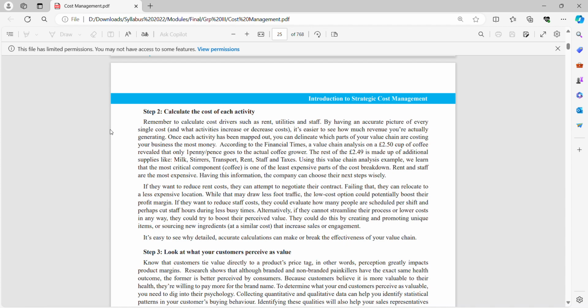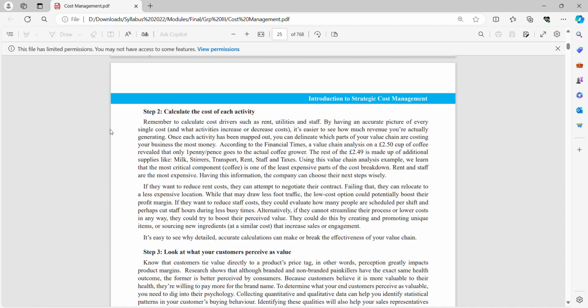the cost breakdown. If they want to reduce cost, they can attempt to negotiate their contract. Failing that, they can relocate to a less expensive location, while that may draw less foot traffic. The low cost option could potentially boost their profit margin. If they want to reduce staff cost, they could evaluate how many people are scheduled per shift and perhaps cut staff hours during less busy times.